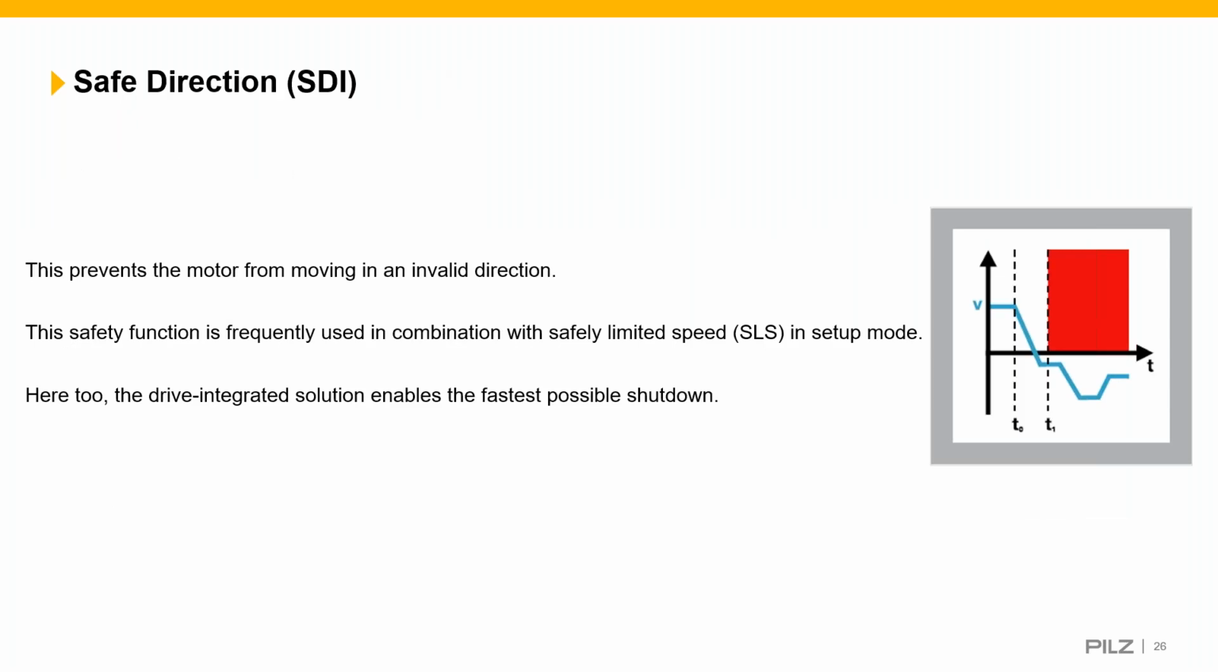Safe direction. This prevents the motor from moving in an invalid direction, as the name suggests. The safety function is frequently used in combination with safely limited speed, for example, maybe in setup mode. So here too, the drive integrated solution enables the fastest possible shutdown.